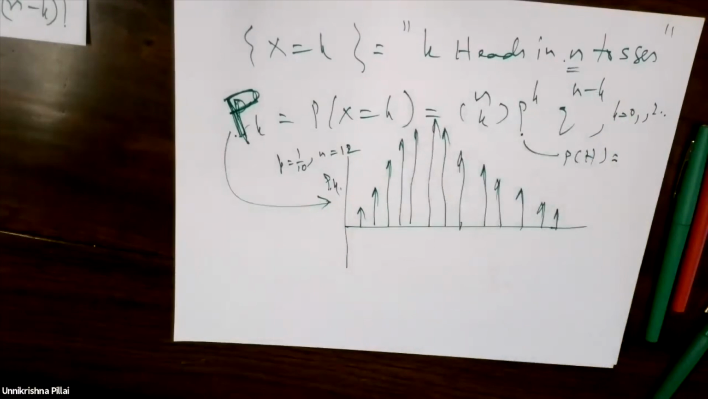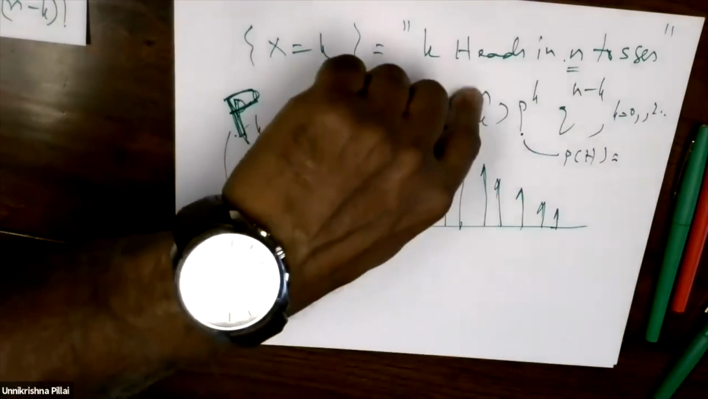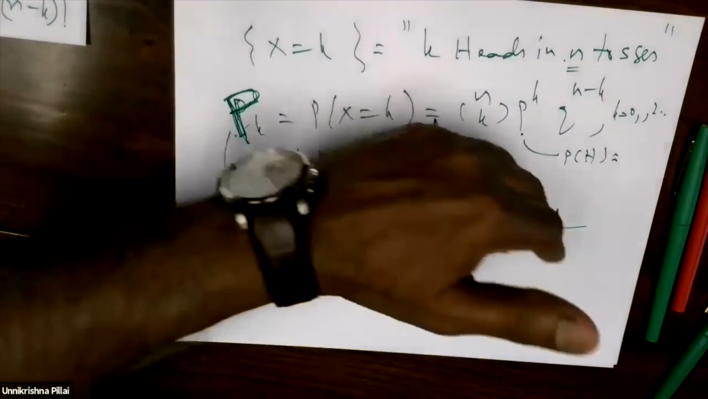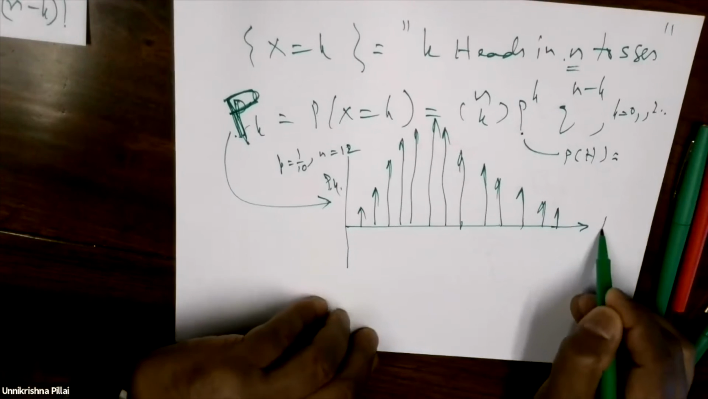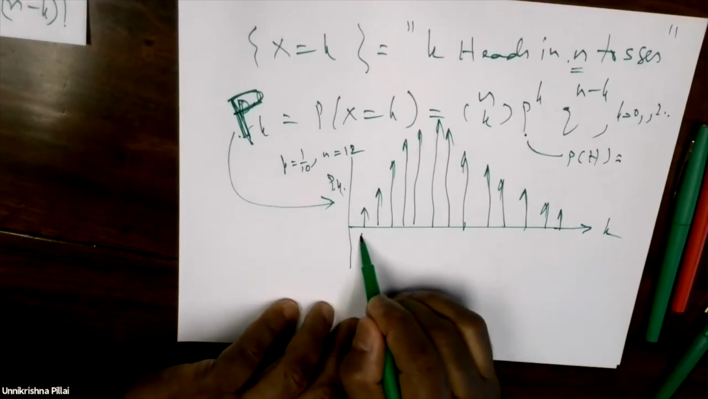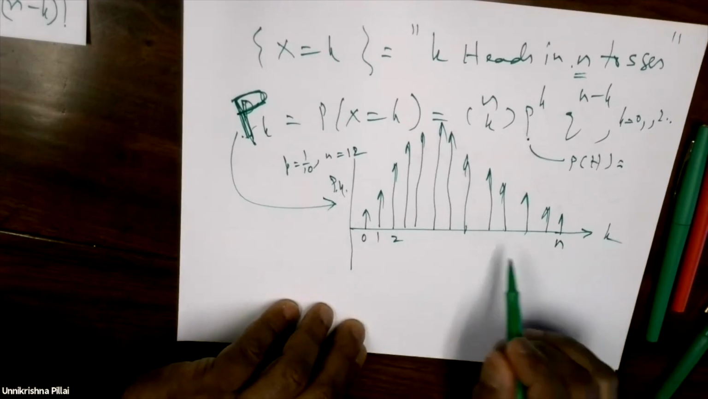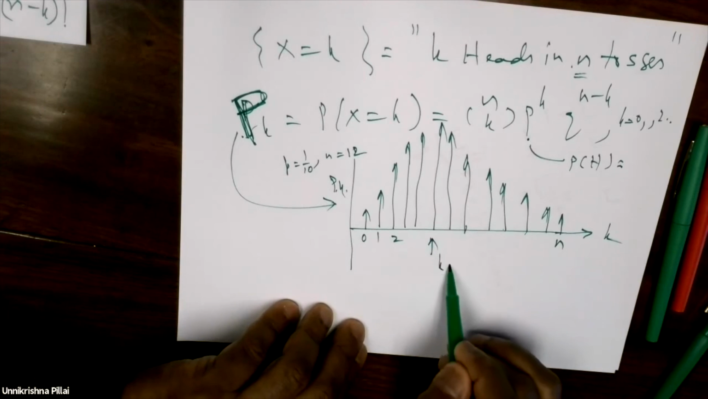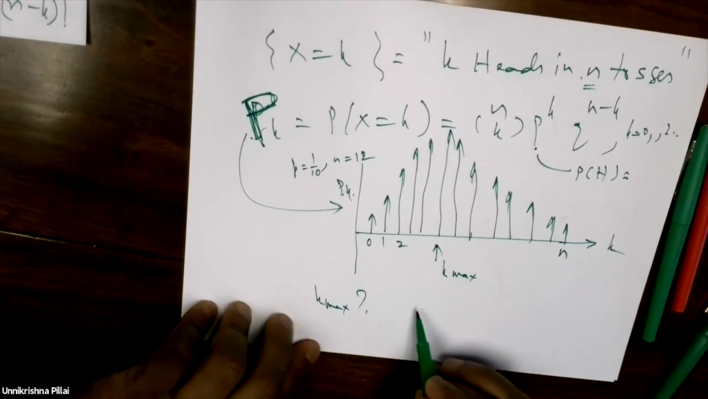So what is the probability of getting 4 heads in 10 tosses? You have to use this formula. N is 10, K is 4, P is 0.1, and you find out and then you plot it, you will see that you will get this shape. So what I'm plotting is against K. So this is K equal to 0, 1, 2, 3, up to N. So look at what I'm asking now.